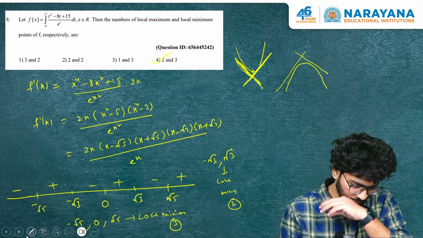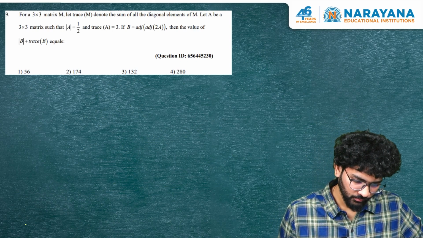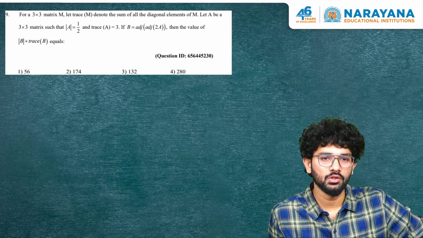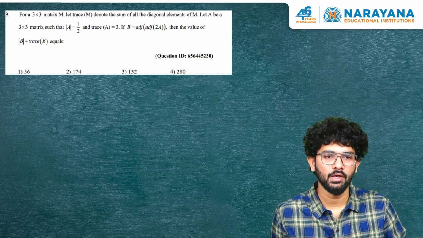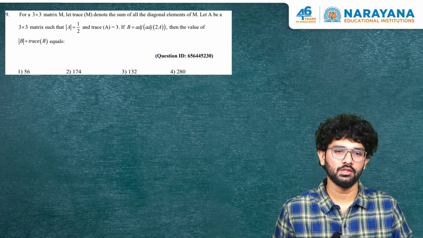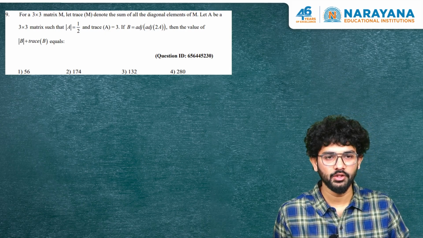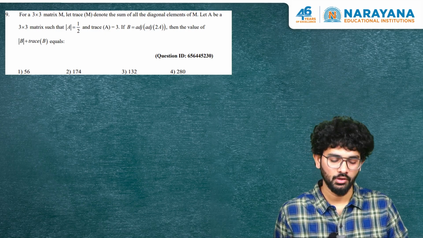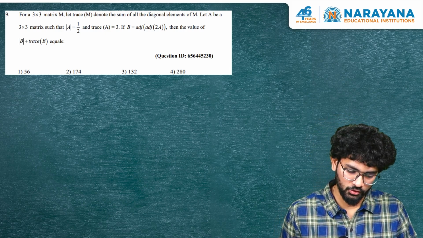Next question. For a 3 by 3 matrix M, let trace of M denote the sum of all the diagonal elements of M. Let A be a 3 by 3 matrix such that det A is equal to 1 by 2 and trace A is equal to 3. If B is equal to adjoint of 2A, then find the value of determinant of B plus trace of B. So this problem involves properties of adjoint.